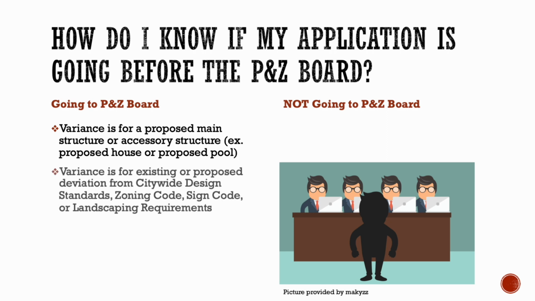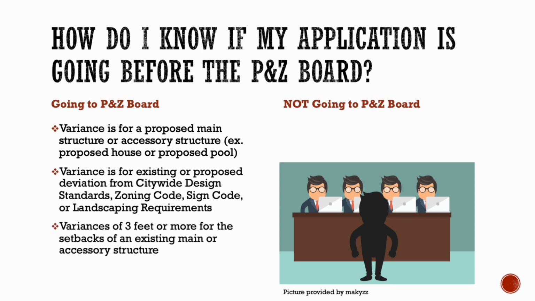If the variance is for an existing or proposed deviation from the design standards or zoning code or sign code or landscaping requirements, from these other code sections other than, say, setbacks, then it doesn't matter if the structure is existing or proposed. In that case, it will go to the P&Z board. What is important to know here is it only matters if it's proposed or existing if we're talking about setbacks.